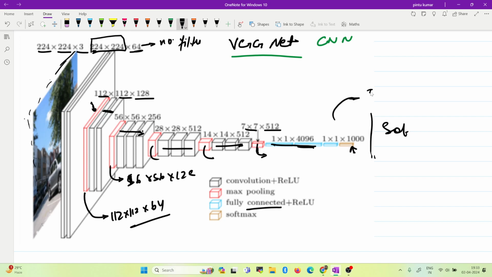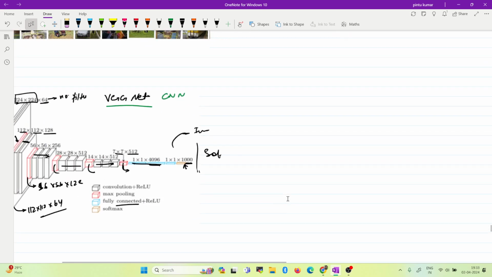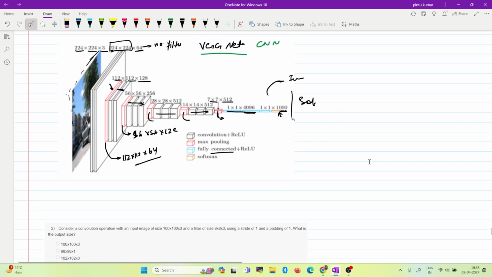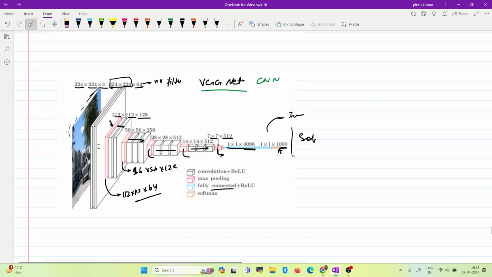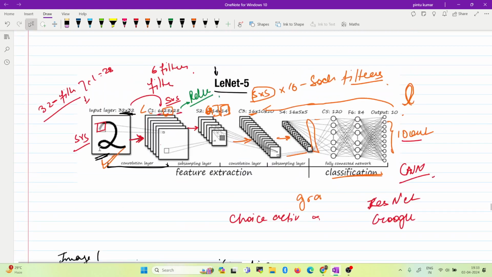So this was done on the ImageNet data set. That's why you have 1,000 categories towards the end. So this is how usually papers would write their architecture, how they would represent their architecture. We will do some questions on this, but before that, I think I had something.